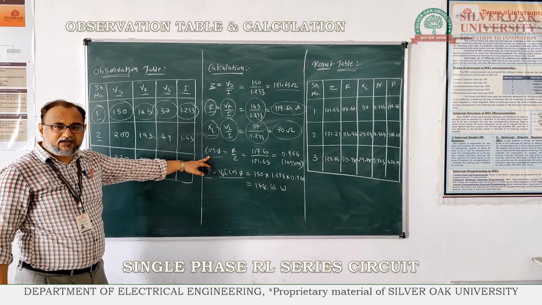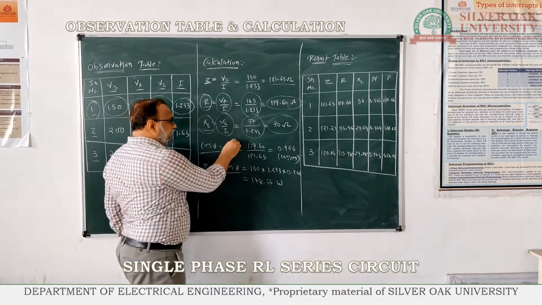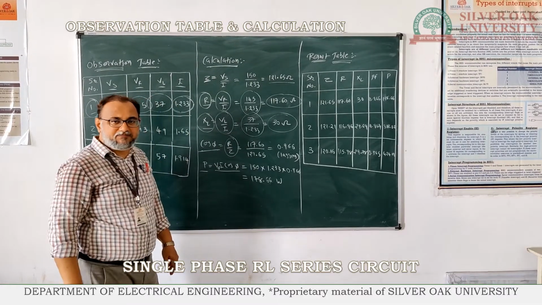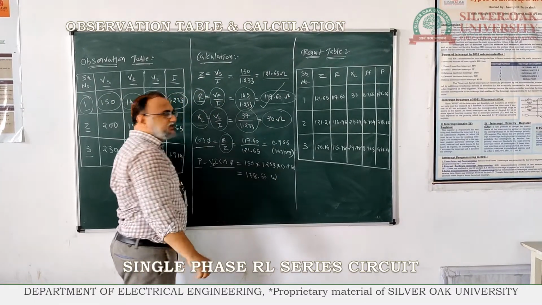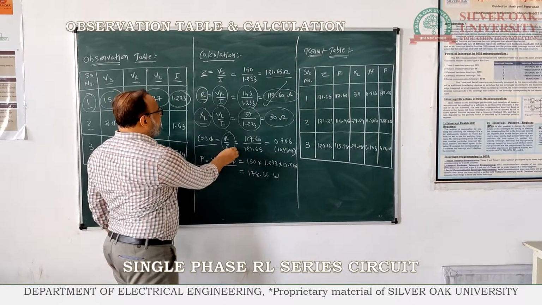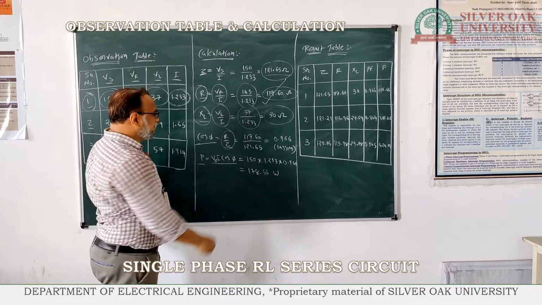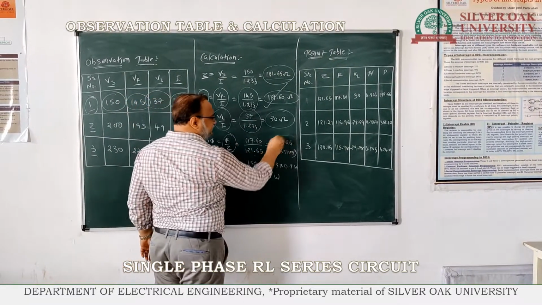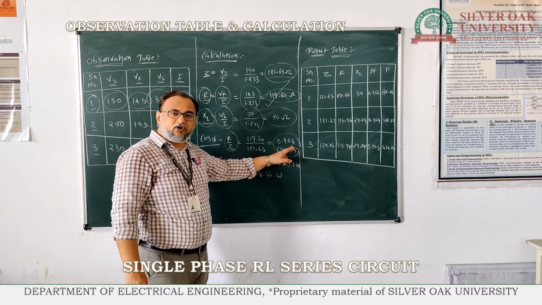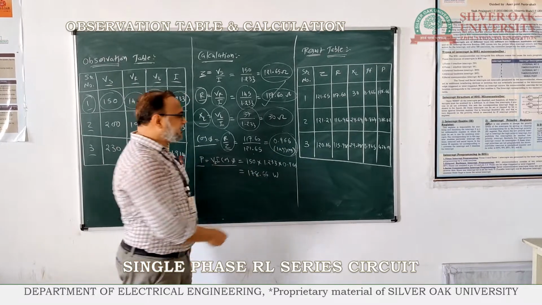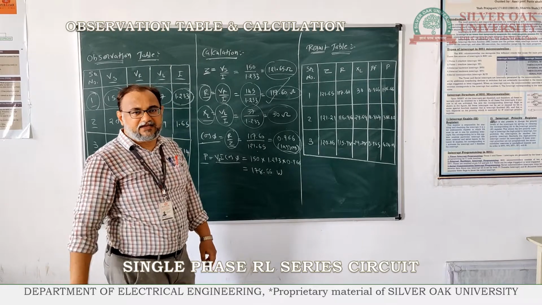Similarly, if we want to find the power factor, the formula is resistance divided by impedance. The resistance value we have calculated is 117.60 and the impedance value is 121.65. The ratio of these two quantities gives us the power factor, and it comes out as 0.966. As the circuit is an RL series circuit, the power factor will be lagging.